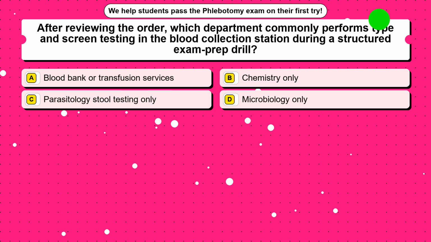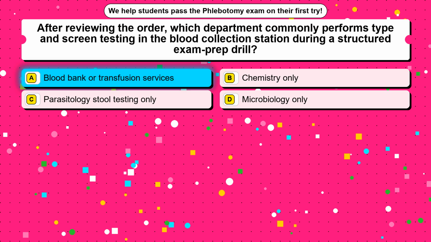Question 81. After reviewing the order, which department commonly performs type and screen testing in the blood collection station during a structured exam prep drill? Option A. Blood bank or transfusion services. Option B. Chemistry only. Option C. Parasitology stool testing only. Option D. Microbiology only. The correct answer is option A. Blood bank or transfusion services.